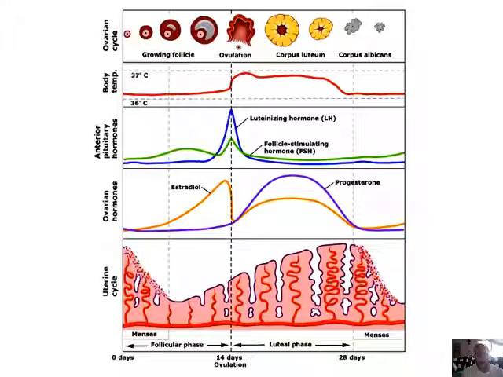disintegrating. And when progesterone starts to decrease, the amount of follicle stimulating hormone can increase again, creating a new follicle, which is then going to increase the amount of estrogen again, and the whole cycle is just going to go around and around and around.